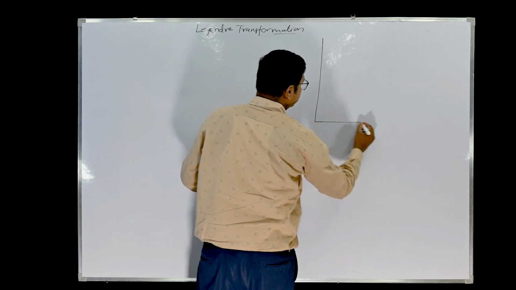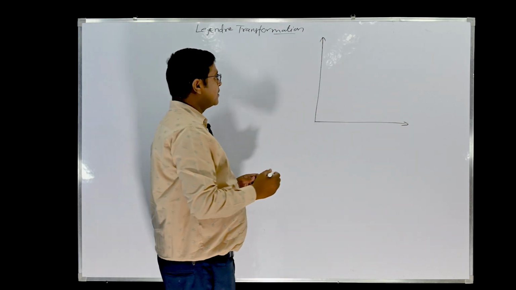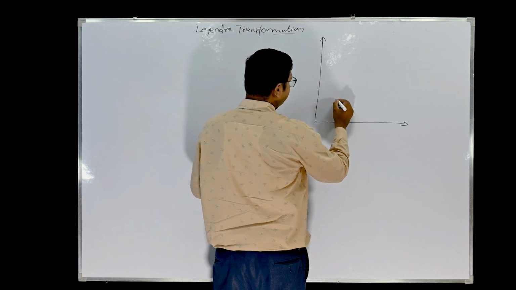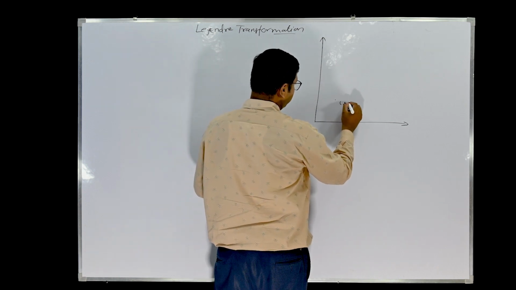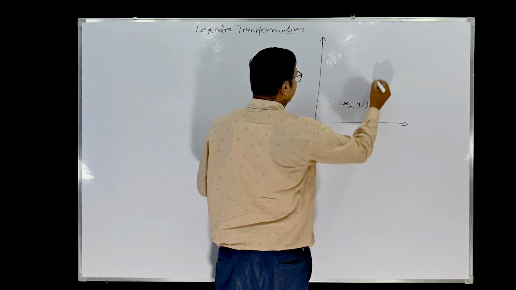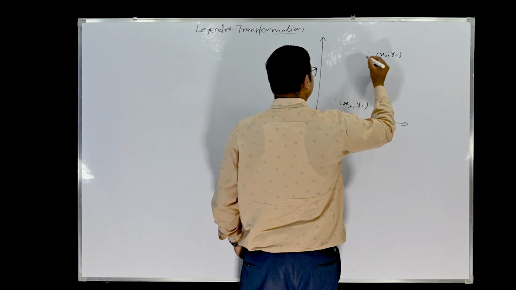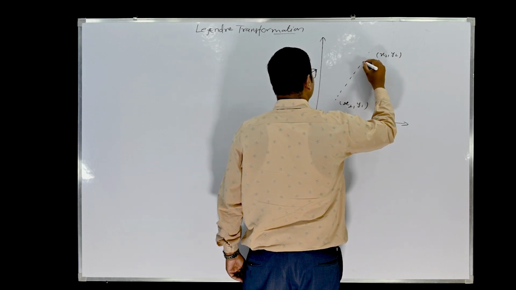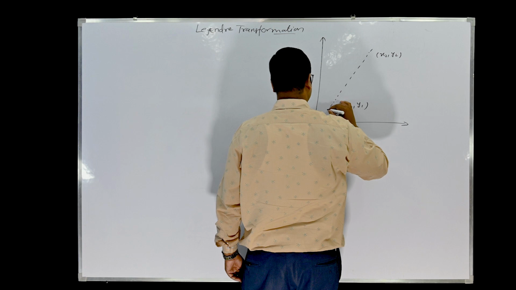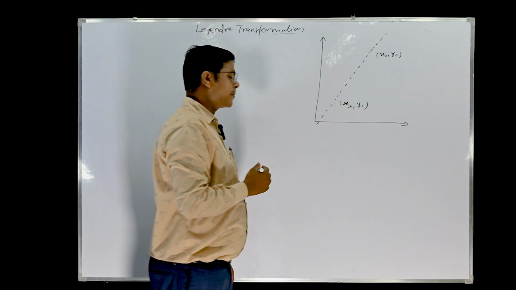Suppose I have an xy axis and I would like to draw a line. So I require two points, that is x1 y1 and x2 y2, let's say here. So I can draw a line with the help of this.